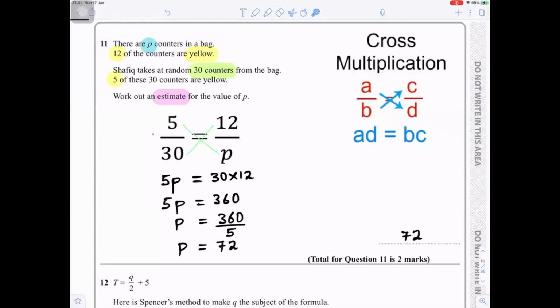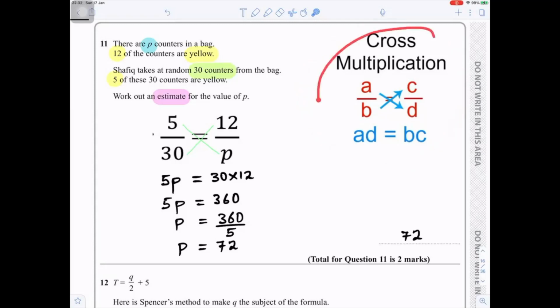Question number 11. There are P counters in a bag. 12 of the counters are yellow. Shafiq takes at random 30 counters from the bag. 5 of these counters are yellow. Work out an estimate for the value of P. So we want to use cross multiplication. I've put it on the top right there.